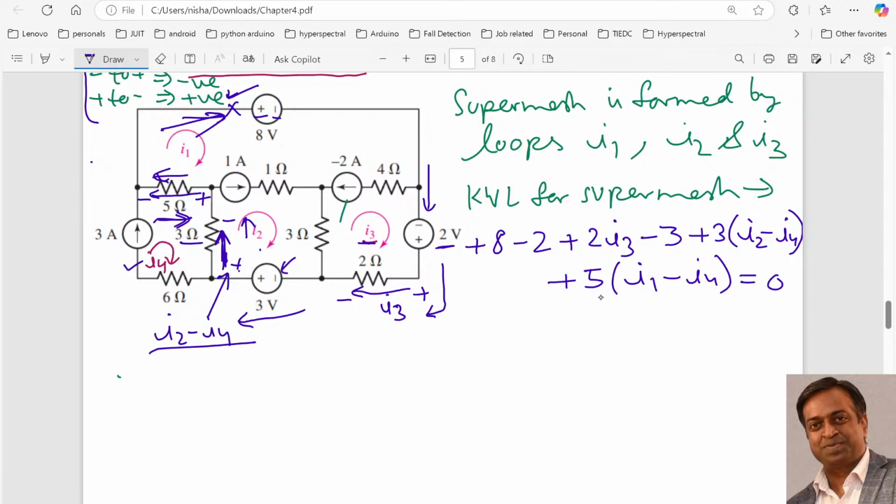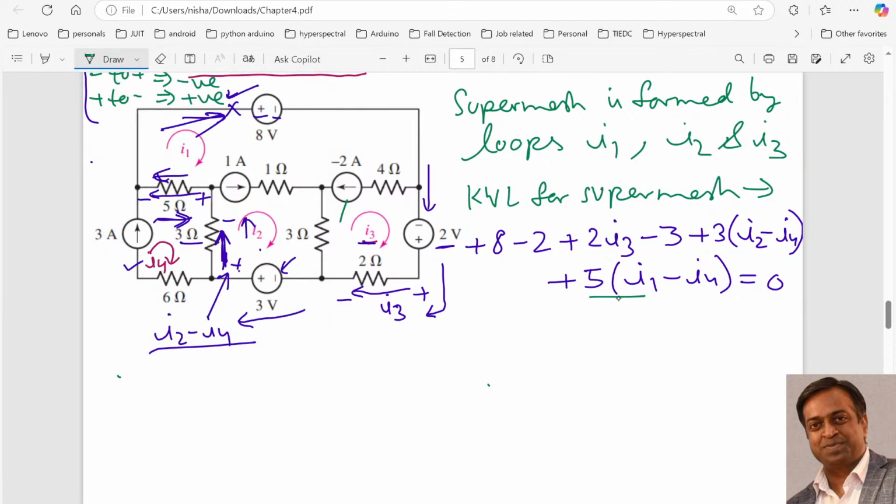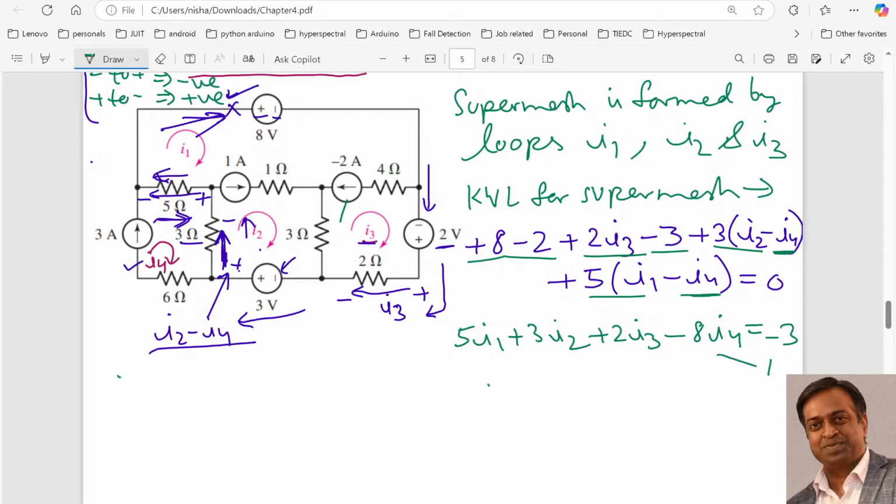So solving this, simplifying this equation, what we are going to get? We are going to get 5 I1, second 3 I2, then 2 I3 plus 2 I3, and then minus 3 I4 and minus 5 I4, so minus 8 I4, and then plus 8 minus 2, so it is plus 6, minus 3, so it is plus 3. So plus 3, if I take it on the right side, I will get minus 3, right? Minus 3. Yes. So now this is our first equation.